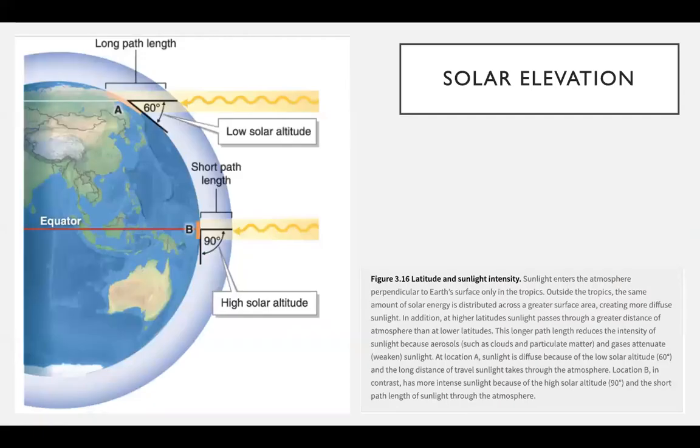The solar elevation is the angle at which the sun's light waves hit the Earth. When you have a low solar altitude, you're going to have a longer path through the atmosphere and it's going to be more diffused. But at the equator, you're going to have a high solar altitude and a pretty short path through the atmosphere, so it's going to be more intense.